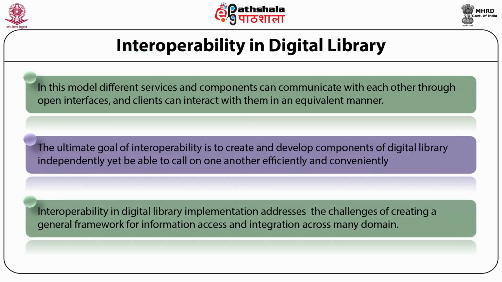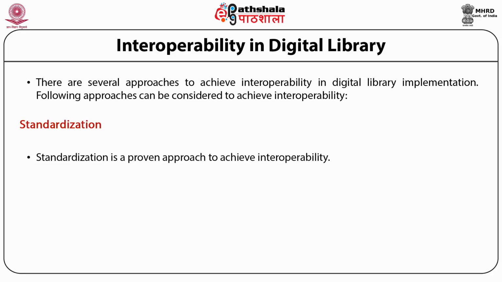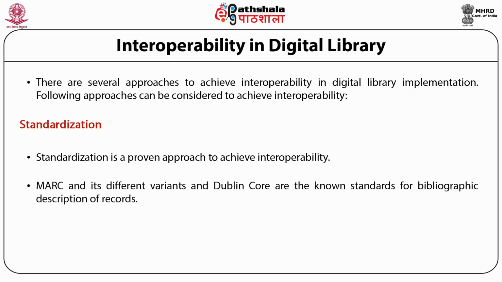Interoperability in digital library implementation addresses the challenge of creating a general framework for information access and integration across many domains. There are several approaches to achieve interoperability in digital library implementation. The following approaches can be considered. The first one is standardization. Standardization is a proven approach to achieve interoperability. MARC and its different variants and Dublin Core are known standards for bibliographic description of records. Z39.50 is a known standard for information retrieval.